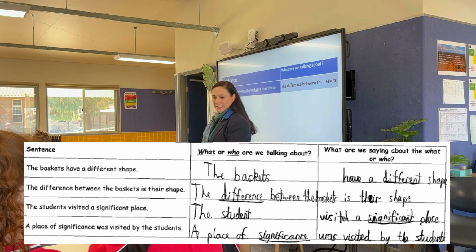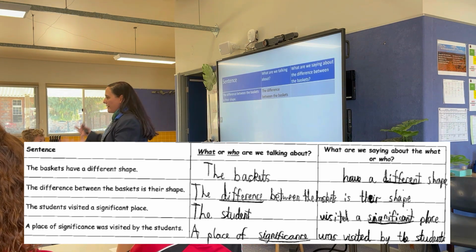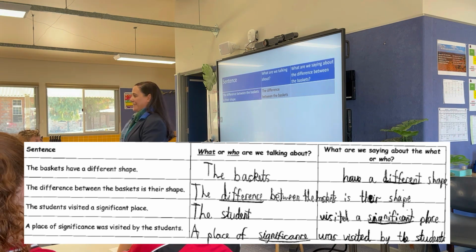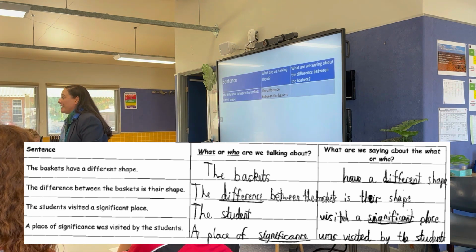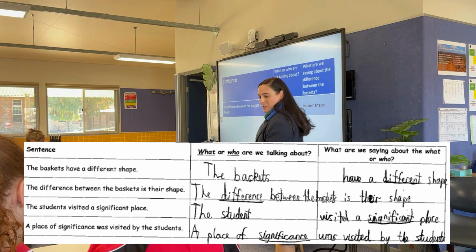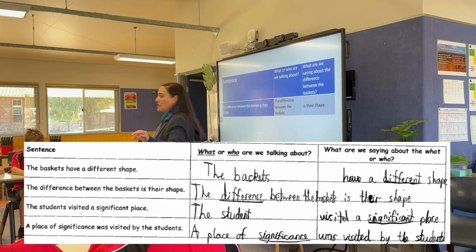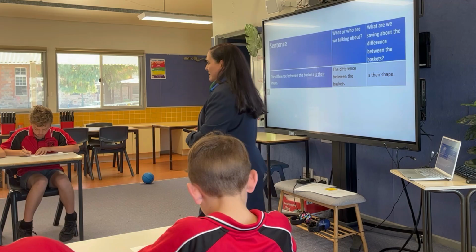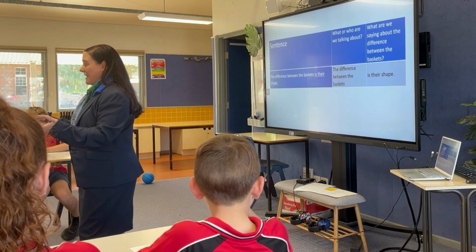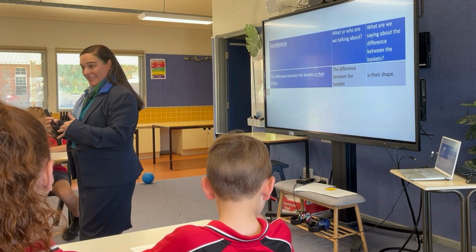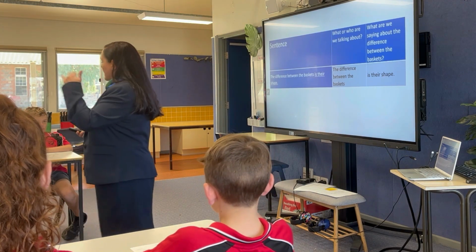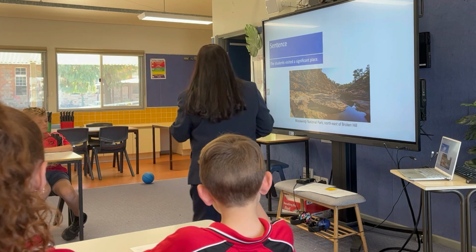Underline the word difference. What are we saying about the difference between the baskets? Is their shape? That's right. Is their shape. So you can finish the sentence, is their shape. So we've got in one sentence the word different, and the second sentence it's difference. Can you see that? I'll give you another example now. So we're going to go to the next sentence on your page.